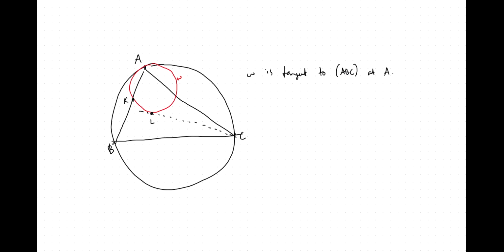So CL is tangent, you can see. L is on omega.